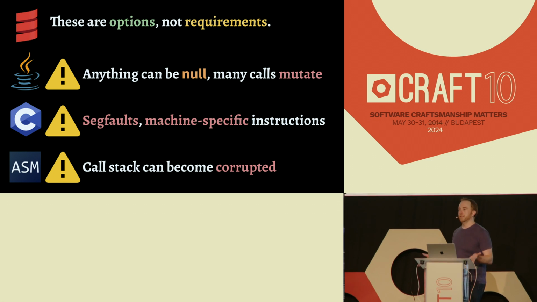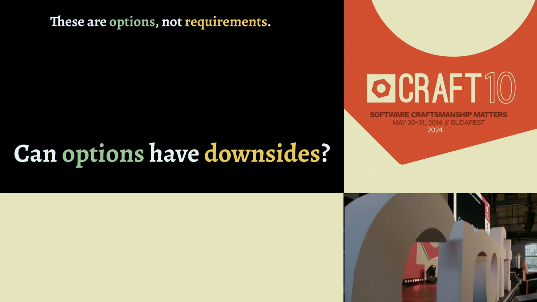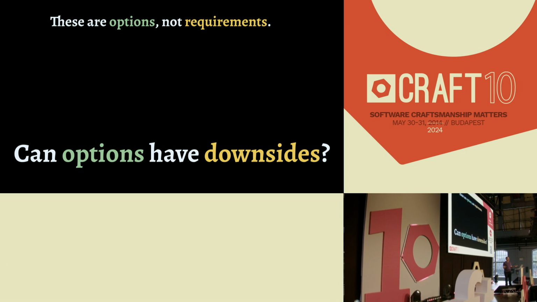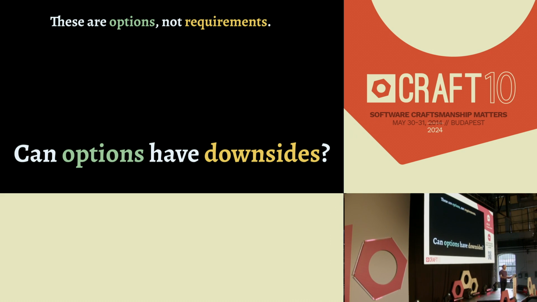These are not requirements. You absolutely can write Scala code without dropping down into Java, without C, or without assembly. There's no requirement that you use this. Just because the escape hatch is there doesn't mean that you have to use it and potentially run into these pitfalls. So here's a question. Can just the option itself have downsides? In other words, even if you're not going to plan on using it, can there be a downside to the escape hatch existing at all?